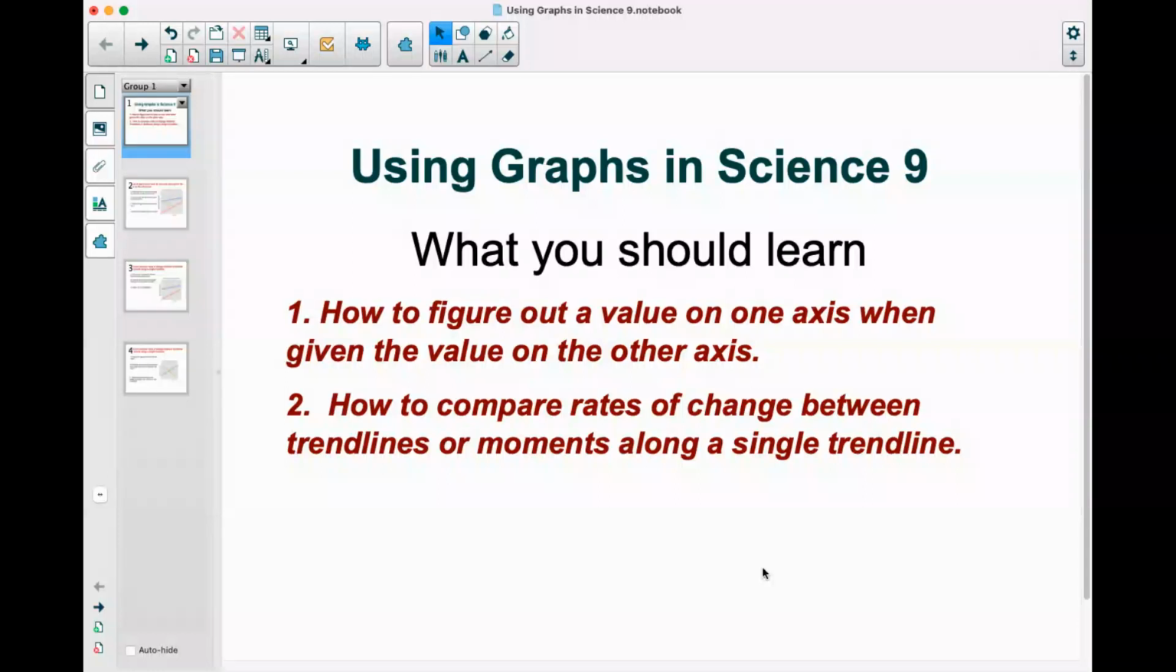Hello, this video is about using graphs in Science 9. What you should learn after watching this video is, number one, how to figure out a value on one axis when given the value on the other axis. And two, how to compare the rates of change between trend lines or moments along a single trend line.